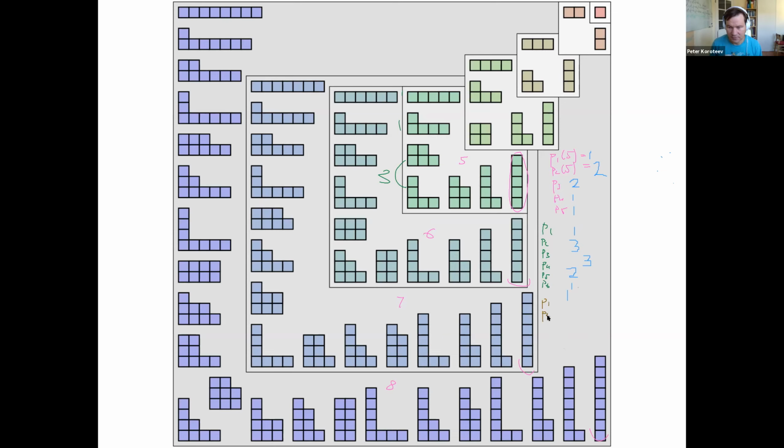P1, P2, P3, P4, P5, P6, P7. Let's get those numbers down, and then we can. So the idea is to see what's going on, like what's the. Well, we need to do some counting.